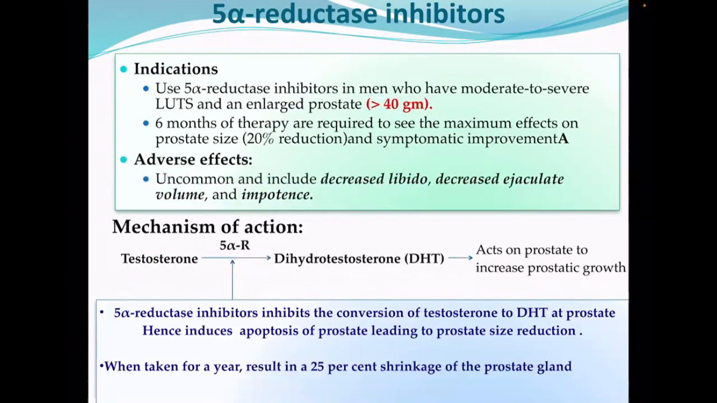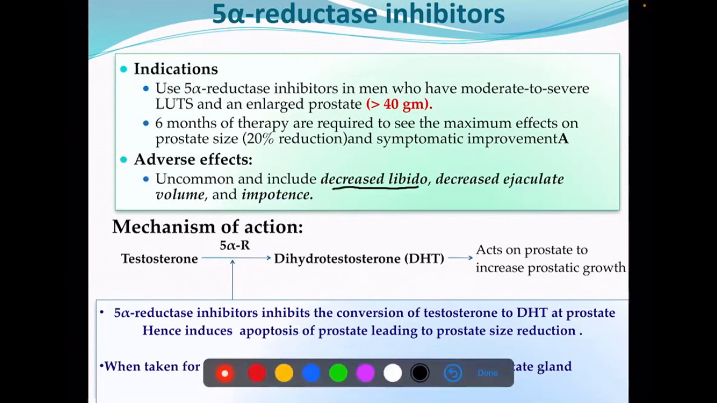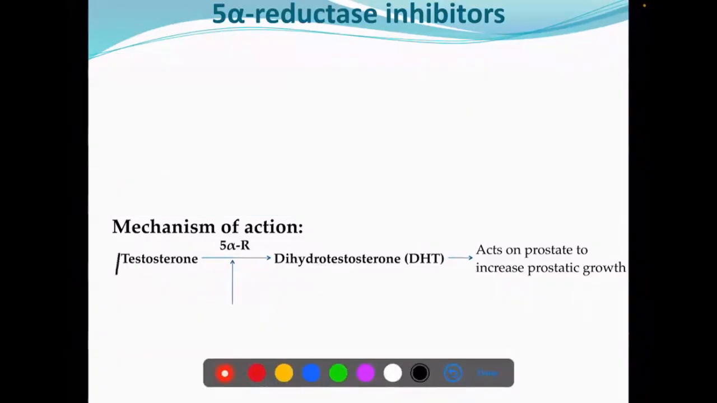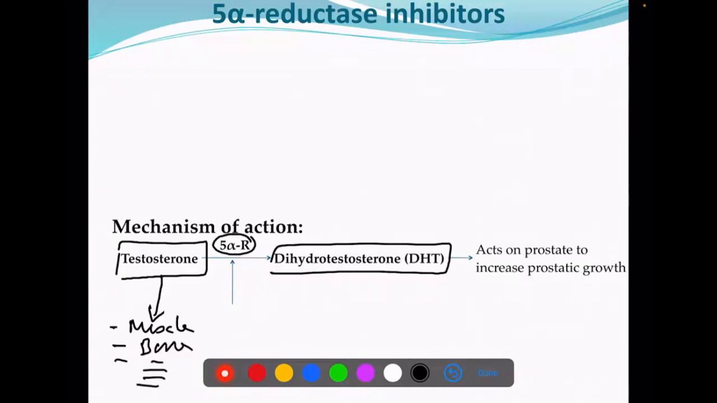Let me explain the adverse effects. Decreased libido means decreased interest in the opposite sex. Decreased ejaculate means decreased semen volume. Impotence means the patient cannot perform the sexual act due to erectile dysfunction. When testosterone is not converted to dihydrotestosterone by the 5-alpha reductase inhibitor, it matters because dihydrotestosterone not only acts in the prostate but also acts in the external genitalia.